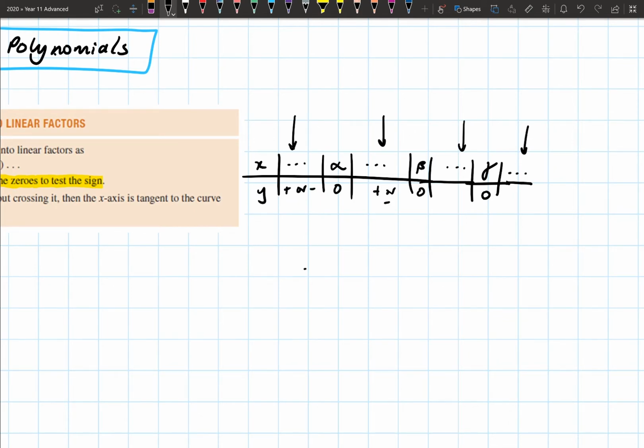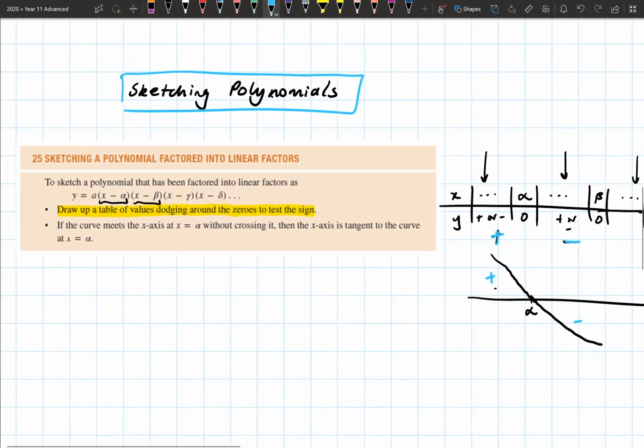And what that will tell me is, if this is positive and this is negative, it will tell me at alpha, the graph is above the curve or below the curve. So if it's above, the value will be positive. If it's below, it's going to be negative. So that's what this table of signs does.